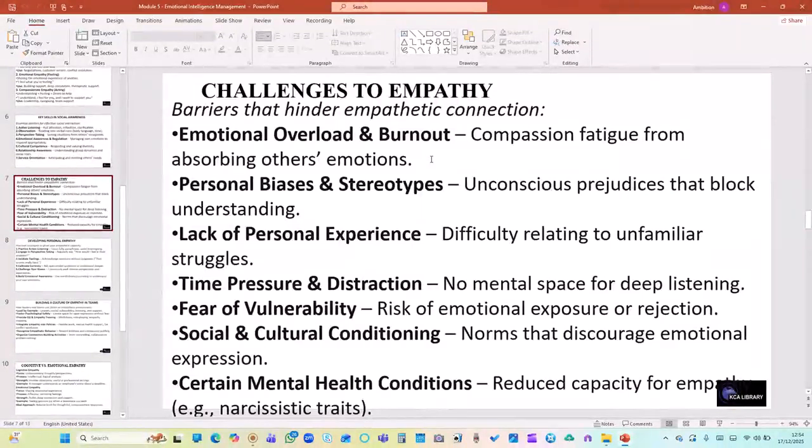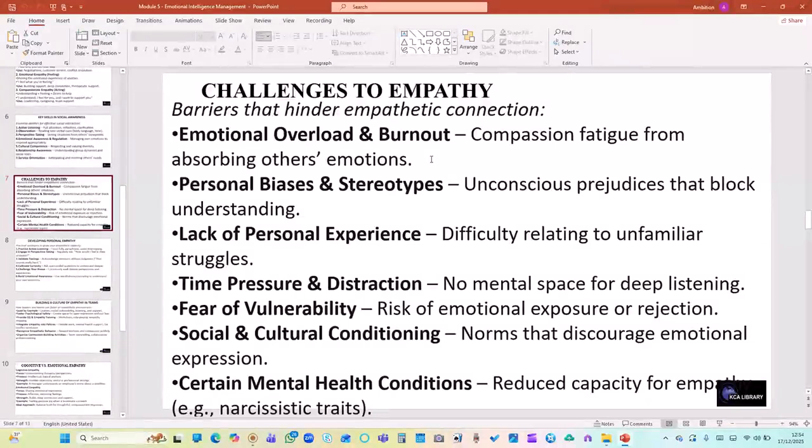When you have a personal bias, it will hinder empathy. Lack of personal experience, difficulty relating to unfamiliar struggles, can also pose a serious challenge to empathy. Then time pressure and distraction pose a serious challenge to empathy as well. No mental space for deep listening. So when you don't have mental space for deep listening, it poses a barrier to empathy.